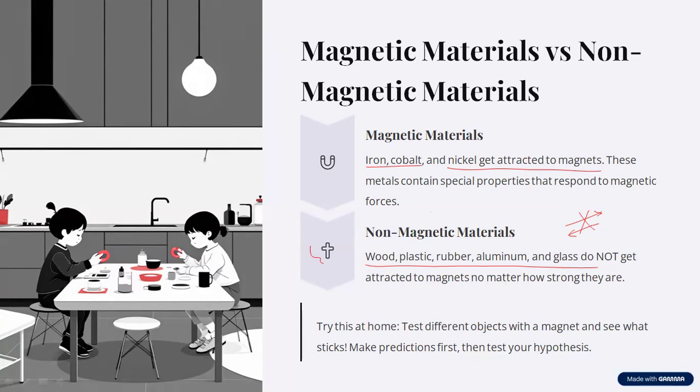right? So in our day-to-day world around us, whatever we have, some are magnetic materials and some are non-magnetic materials. And what are the magnetic materials? The three very popular magnetic materials we have over here are iron, cobalt, and nickel, right? What you can see over here, these two kids are also observing what are the magnetic and non-magnetic materials.